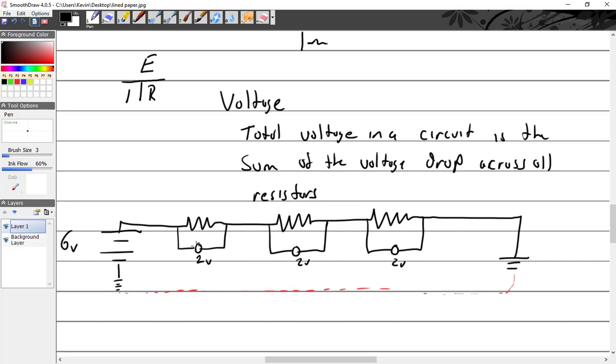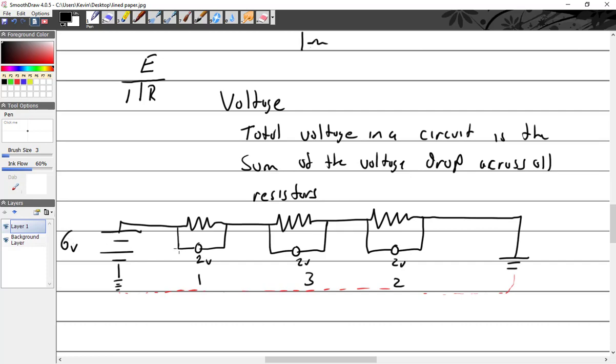And of course, these don't have to be equal. I can make them different sizes. This could be 1, this could be 3, and then this would be, well, it's already 2, right? So it's whatever the size of the resistors. They're going to be dependent upon the voltage drop. But it says that you add up the voltages to equal 6. All right?